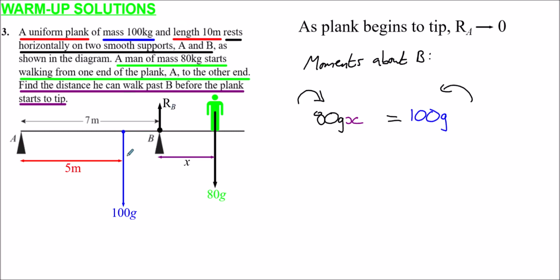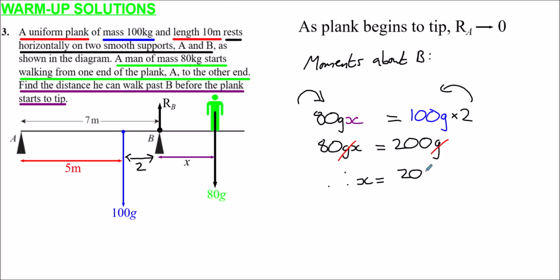And the distance of the weight from B, if that's 7 and that's 5, this must be 2. So it's going to be 100 G times 2. So neatening it up, 80 GX equals 200 G. G's cancel on both sides. We can therefore work out this distance X. So distance X is just going to be 200 divided by 80. If we do that, we're going to get that it's 2.5 meters. So he can walk 2.5 meters past B until he gets nervous and goes, whoa, I'm going to tip, I'm going to fall, I'm going to hurt myself, I'm going to walk back, if he's sensible.